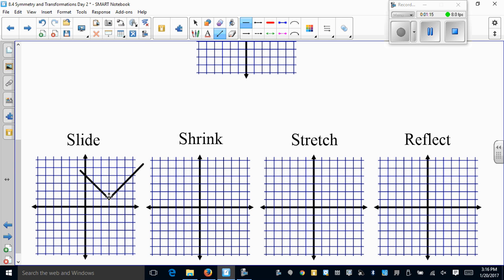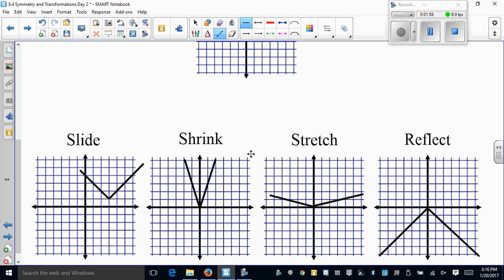A shrink would be that it's shrinking, so maybe getting closer to the y-axis, a vertical shrink. You get a slope maybe of 2 or 3, and on this side would be -3, so you can see that the V-shape is much smaller. A stretch is maybe you have a slope of 1/3 or -1/3, so a little bit bigger. And a reflection is just going to be your original one reflected over the x-axis. Now these are all of the different types that we're going to be looking at so that you can see what's going on.